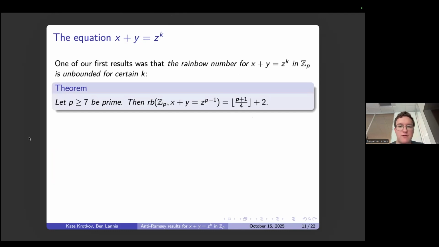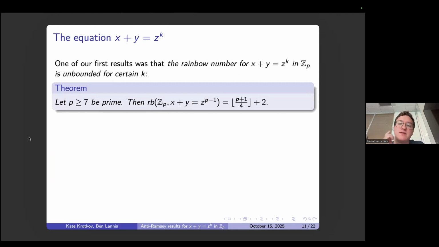So this brings us to one of our first results, which was that the rainbow number for the equation x plus y equals z to the k in Z_p is unbounded for certain values of k. So in particular, suppose k is p minus 1. Then choose a prime that's large enough to be interesting, which in our case is at least 7. Then it's possible to show that this rainbow number is equal to this increasing expression involving p.